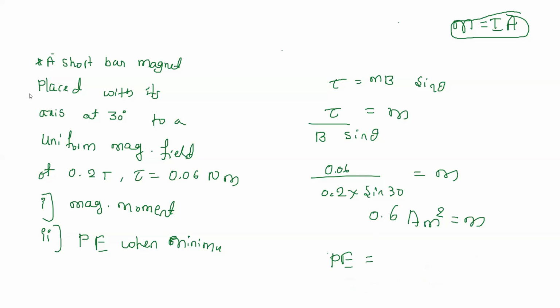Yes, for the potential energy, it is minus mB cos theta. So cos 0 is 1. Therefore, minus m value is 0.6 into B value is 0.2. Yes, 0.12. Correct. Minus 0.12 is the answer. The last question, students.